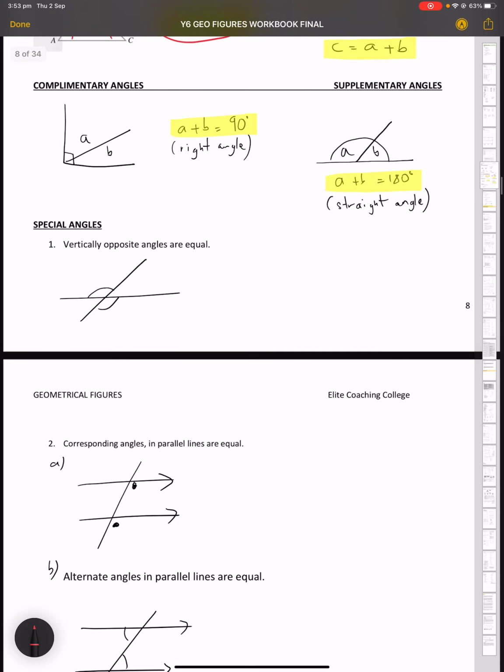Complementary angles just means that the angles add up to 90 degrees. Supplementary angles mean that they add up to 180 degrees, like in a straight line. So this is a straight line. If I divide the straight line into 2 angles, these 2 angles will add up to 180 degrees.